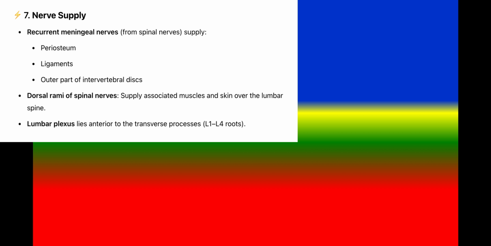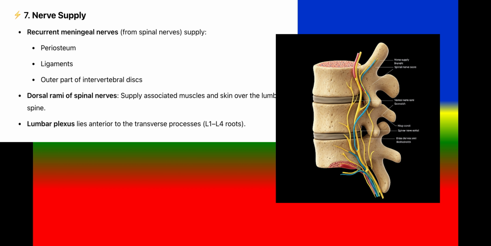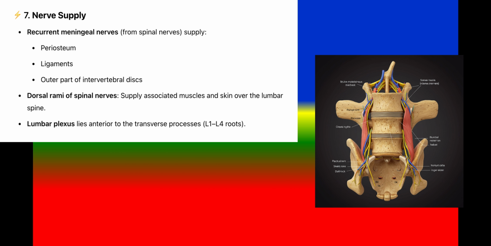7. Nerve supply. Recurrent meningeal nerves from spinal nerves supply periosteum, ligaments, and the outer part of intervertebral discs. Dorsal rami of spinal nerves supply associated muscles and skin over the lumbar spine. Lumbar plexus lies anterior to the transverse processes, L1 to L4 roots.